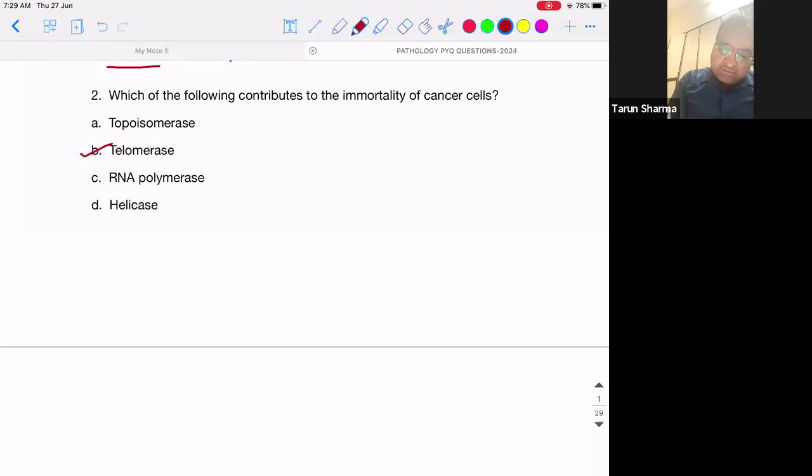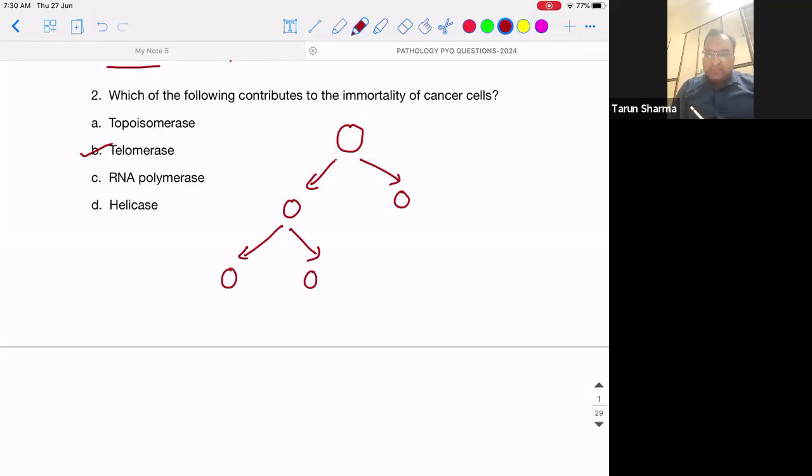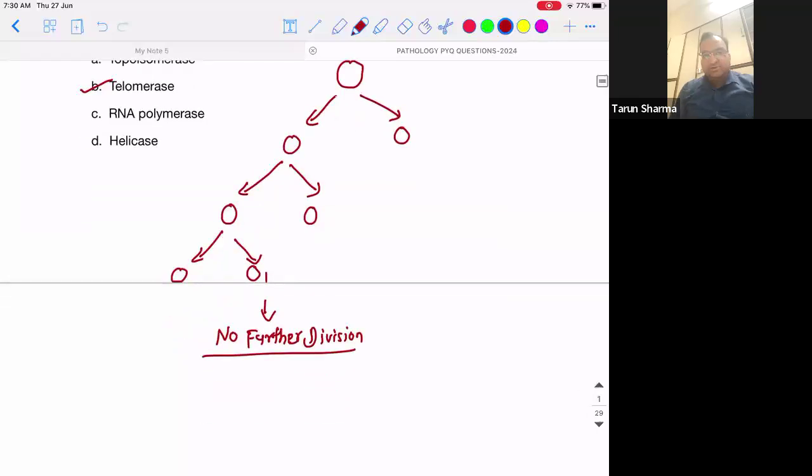Let's see. I'll tell you the concept here. Every cell, like this first cell, will divide into two daughter cells. Again this cell will divide by mitosis and give rise to two cells. Again this cell will divide into two cells. But after some divisions, there will be no further cell division. So the cells are able to count their divisions.